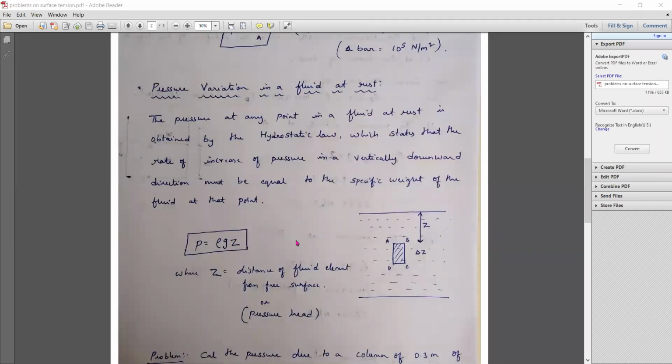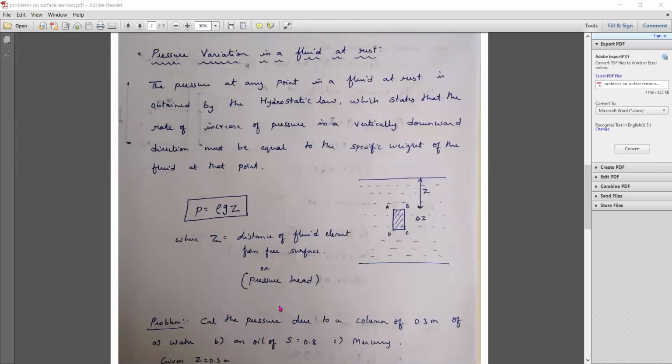Any doubt in this? Okay, right. So we'll calculate some problems on these first, on the pressure at different points. Now take the first problem. Calculate the pressure due to a column. This column is nothing but height, the h value or Z value.